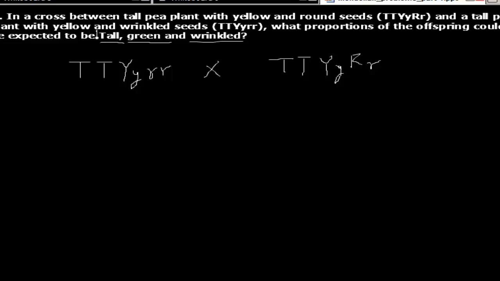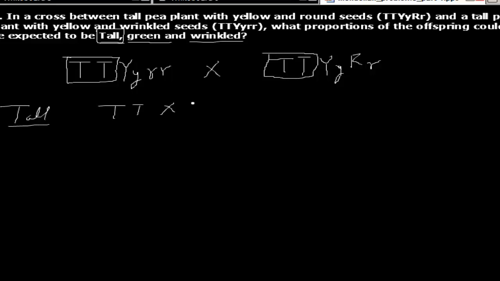Now let's concentrate on what the proportion of tall will be. Again, for tall plants, we have to consider a cross between these genes. So for tall, what we have to do? We have to cross TT into TT. So in all the cases, you will always get a TT that stands for tall. So their fraction is always equal to 1.